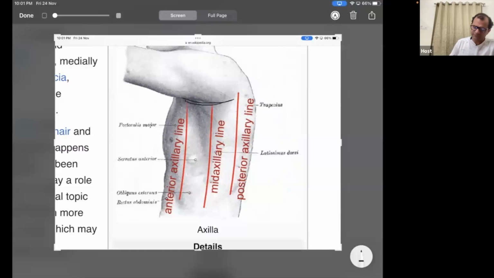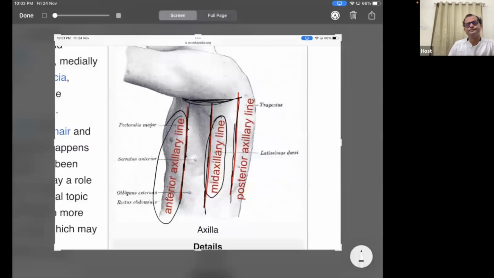So you can see this image. This is the axilla. One line we are drawing in the center of the axilla, one in the front part of the axilla, and one in the back part of the axilla. So this is called the mid-axillary line. This is called the anterior axillary line. And this is called the posterior axillary line.